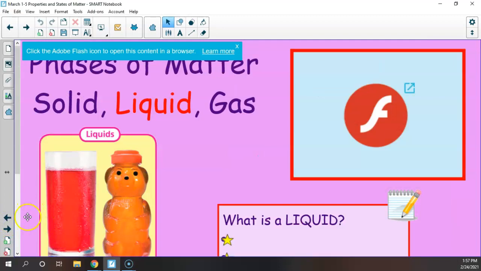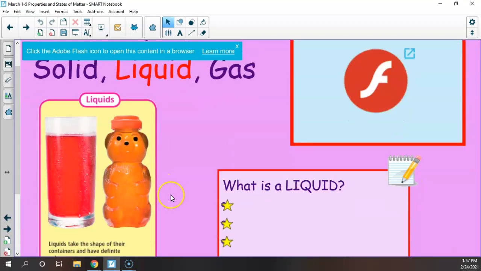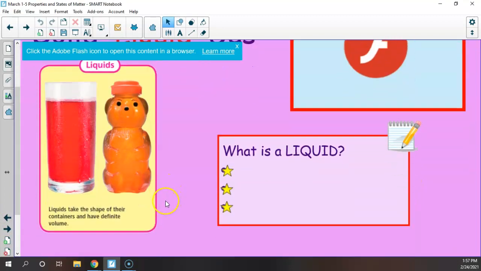Okay, so let's talk about liquids. What makes a liquid a liquid? Well, a liquid does not have a definite shape. So I like to think of that honey bear example here. You've probably seen these in the grocery store before. That honey really isn't shaped like a bear if I were to pour it somewhere else. So liquid is fluid. It can change shape. It takes the shape of its container.